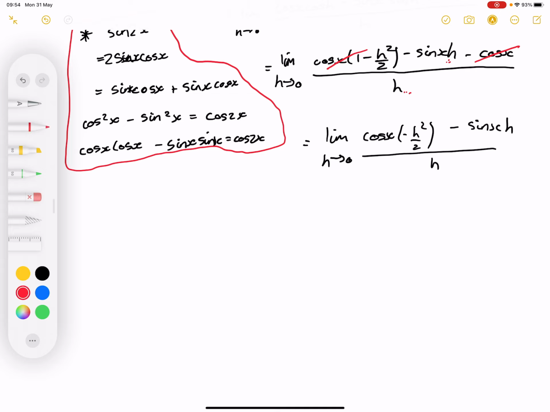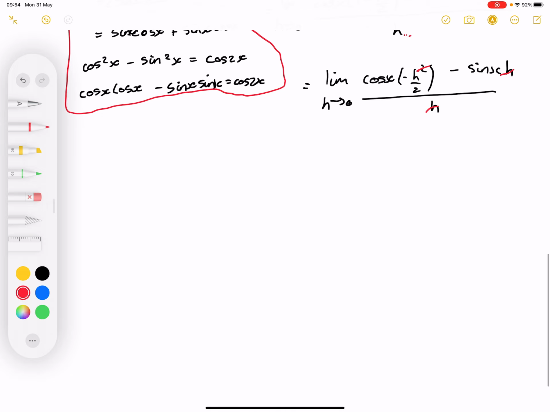And this is where I'm going to cancel my h's. I've taken out a factor of h, and therefore I've cancelled with the bottom. I'm going to make that smaller. And so that will be equal to, if I do my limit, minus sine x, which is the derivative of cos x. So little square. And thank you for attending this video, and I will see you all next week.